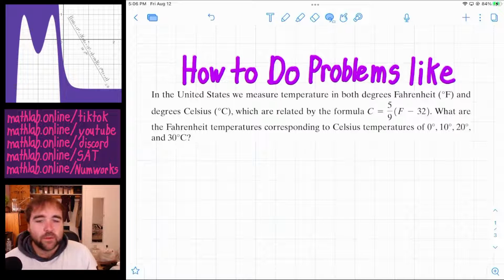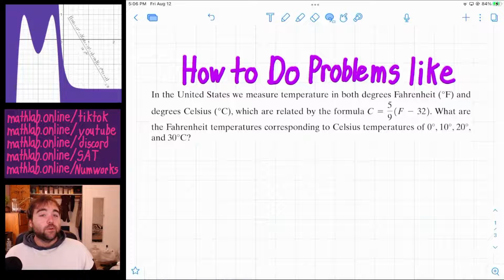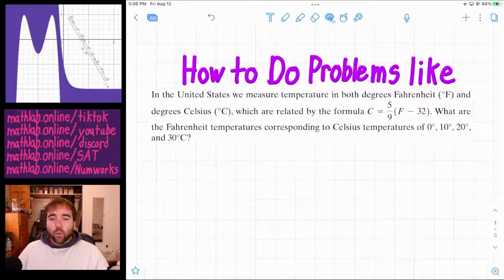So now we got this problem. Let's take a second to read it. In the United States, we measure temperature in both degrees Fahrenheit and degrees Celsius, which are related by the formula C equals 5/9 times (F minus 32). That's true, that's the real formula. What are the Fahrenheit temperatures corresponding to Celsius temperatures of 0 degrees, 10 degrees, 20 degrees, and 30 degrees Celsius?